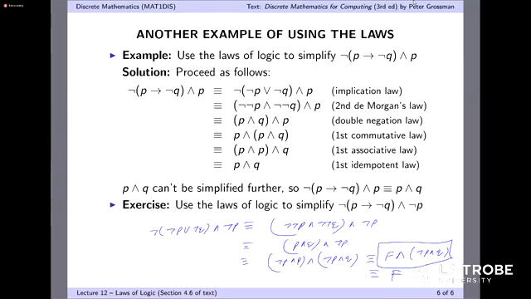Actually, you're going to use F and P. That is the annihilation law. Look at the annihilation law. Any proposition and F is equivalent to just F. If you have two statements where one is true, the other is false, then the and would give you false.